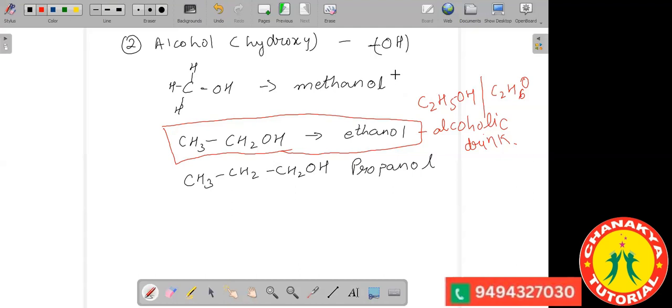Methanol is poisonous. If you drink methanol, it is poisonous. Methanol is not fit for drinking. Generally, methanol is used for the denaturation of alcohol. Denaturation means the alcohols are purposely made unfit for drinking, and that is done by adding methanol to it.